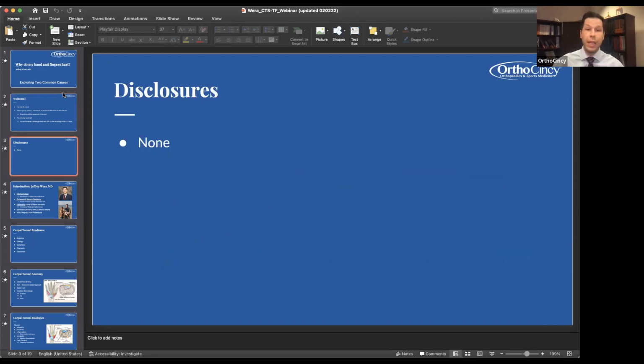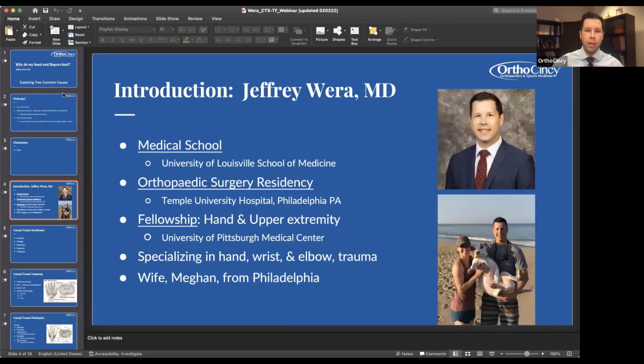So disclosures, I have none. And a little bit about myself, I'm a Northern Kentucky native. I grew up in Northern Kentucky and I went to Beechwood High School. I then went to undergraduate education at William & Mary in Virginia. I played baseball down there, and that's where I met my wife, Megan, who you can see in the bottom right screen. She played soccer and I played baseball.